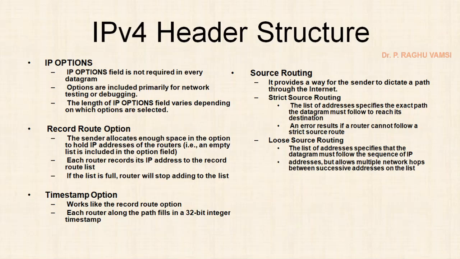Next one is source routing. It provides a way for the sender to dictate a path through the internet. Strict source routing: a list of addresses specifies the exact path the datagram must follow to reach its destination. Previously, I told you that whenever a VIP is visiting a destination, the security team will go before and check the environment and look for security vulnerabilities or any other thing there. Then they will decide what are the possible routes by which the VIP can reach the destination.